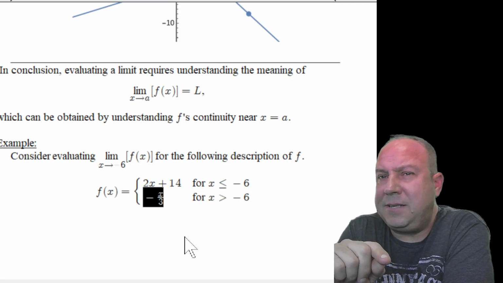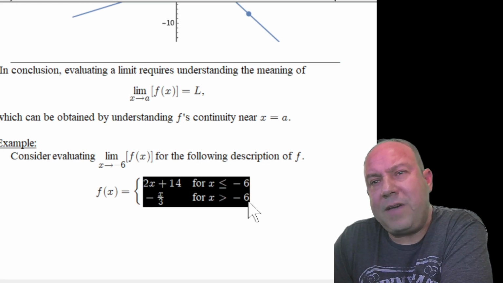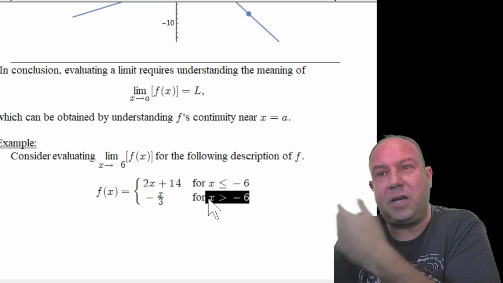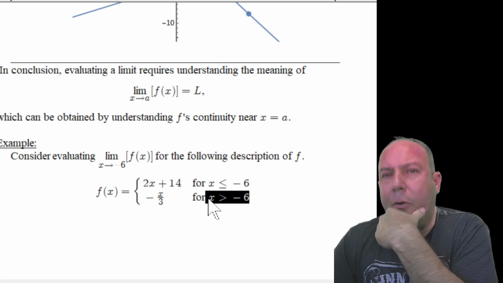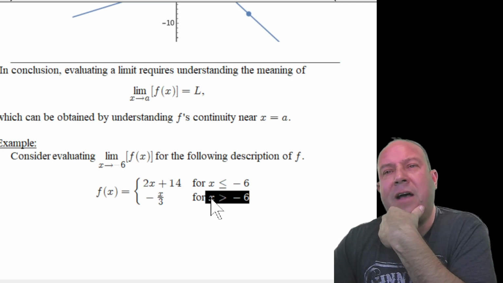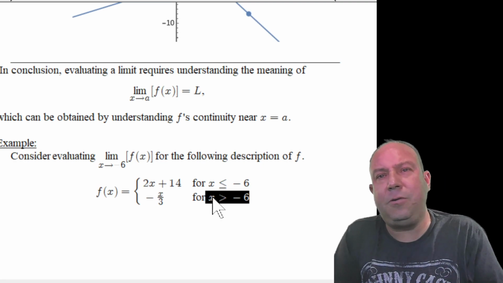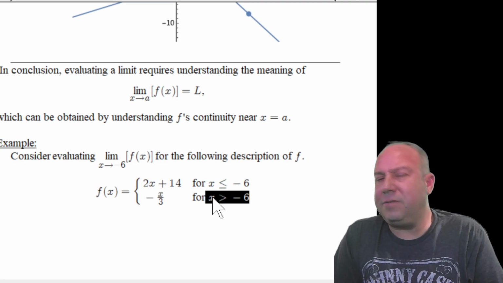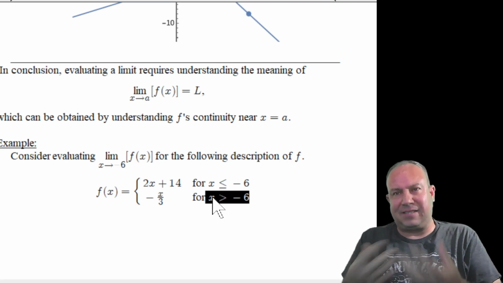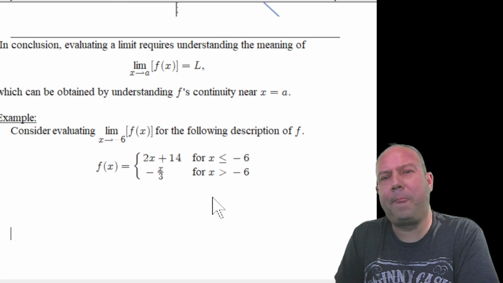Both pieces on their edges near the value of x equal to -6, near this boundary, both behave in the exact same manner. They both approach the value of 2. The left-hand approach and the right-hand approach approach the value 2. And this function, this limit does exist. It does exist, and it equals the value of 2.